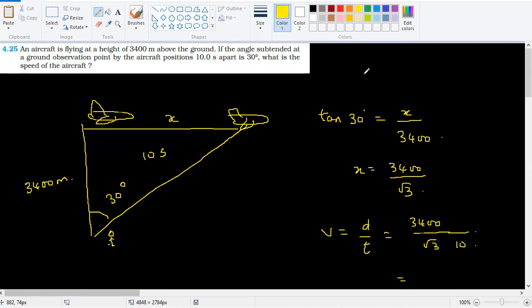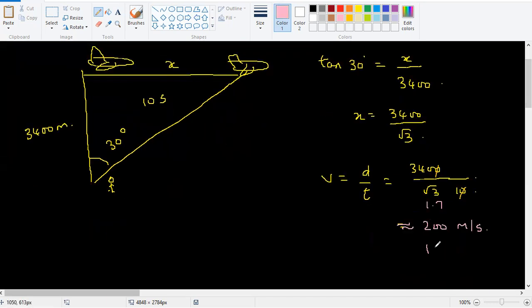One second, sir. So I can cancel this 0 and this 0. I can take this as 1.7. So if I cancel this and this, it will be 20. So very close to 200 is what I will get. So it's 196.29. Yeah, 196.29. I have taken the approximate numbers here, very close to 200.